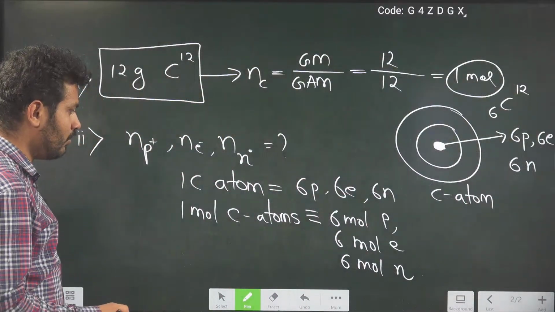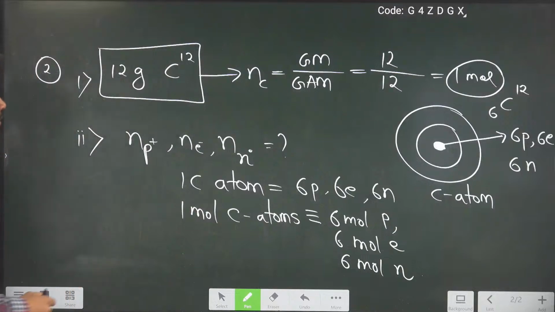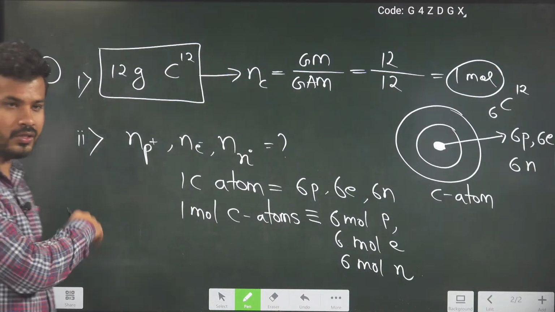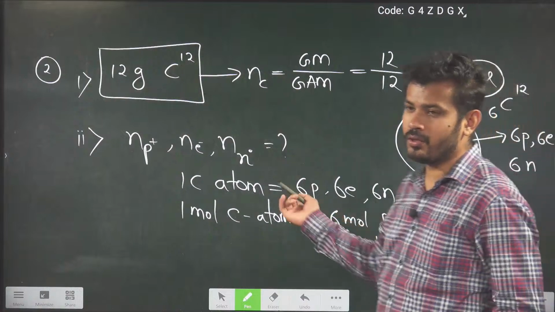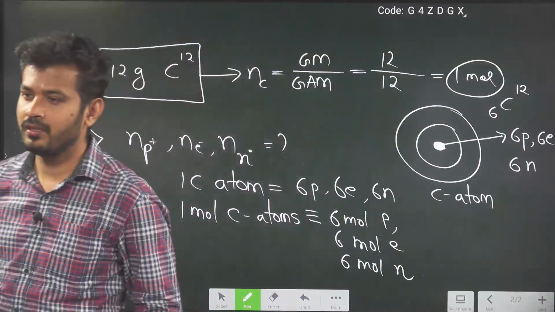So we will calculate now the total mass of carbon in grams. But before that, ensure that you understood this part. If yes, please give a thumbs up so that we'll go to the third part of the second question.